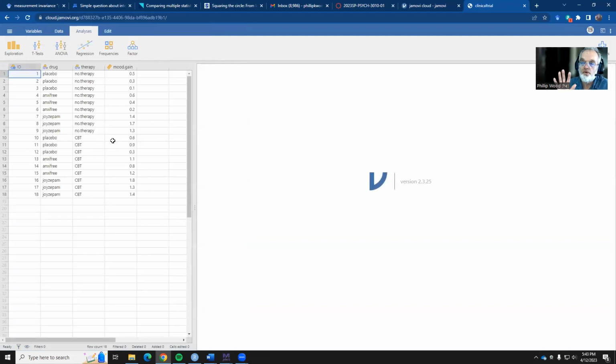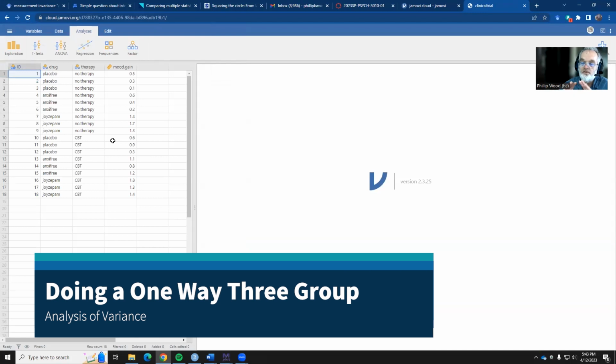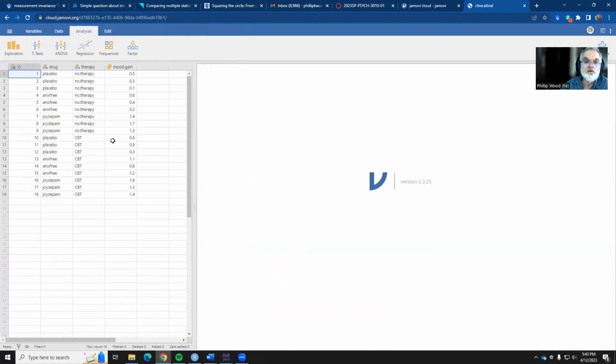And the first way we're going to do this is we're going to look at the effect of 3 different drugs on mood gain. So notice here in our variables, we have some categorical variables, drug and therapy. These aren't numbers, they're labels, they're categorical variables. And then we have mood gain, which is our continuous variable.